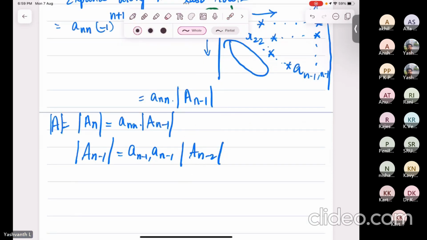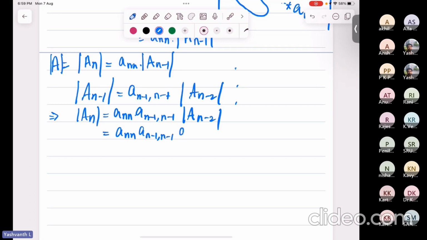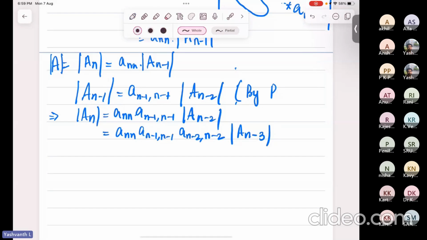Okay, so similarly you can show, that means what? The determinant of A_n is nothing but a_nn into a_{n-1,n-1} into determinant of A_{n-2}, which is nothing but a_nn, a_{n-1,n-1}, into a_{n-2,n-2} into determinant of A_{n-3}. This is by mathematical induction, PMI, the principle of mathematical induction.